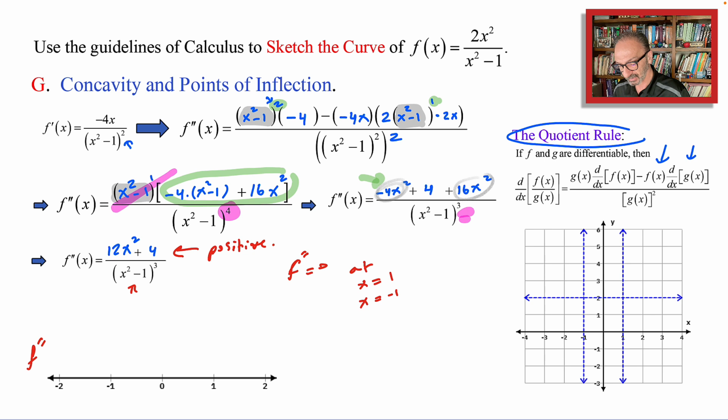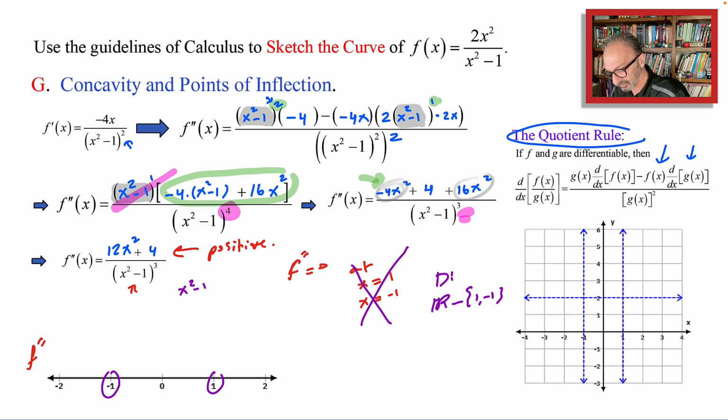However, we need to be careful. This is not going to be accepted because the domain was all real numbers except 1 and negative 1. So negative 1 and 1 are not part of the domain. So we have to check around 1 and negative 1. We end up looking at the sign of x to the second minus 1, but x to the second minus 1 from here is actually a graph like this, instead of doing the algebra steps.